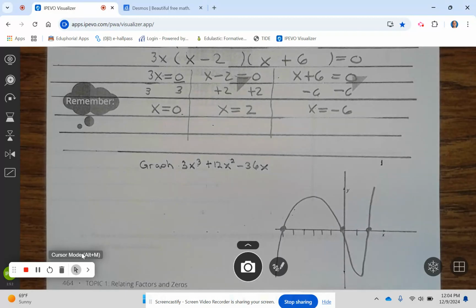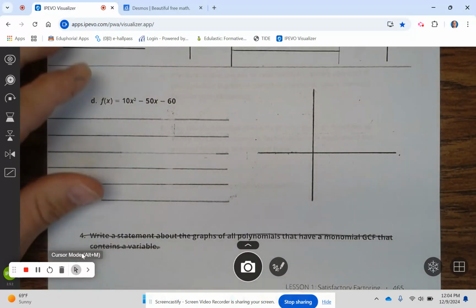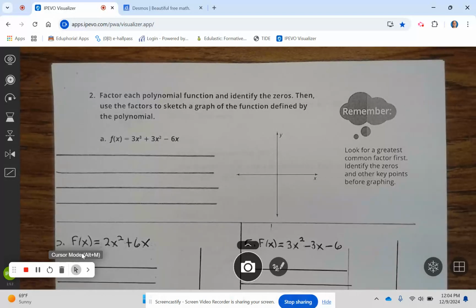All right, go ahead and finish up page 464. All right, let's take a look at the next page. Number 2. Factor each polynomial function and identify the zeros. Then use the factors to sketch a graph of the function defined by the polynomial.